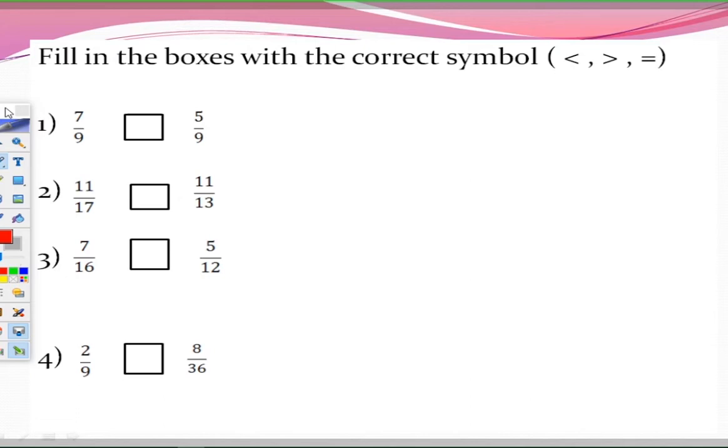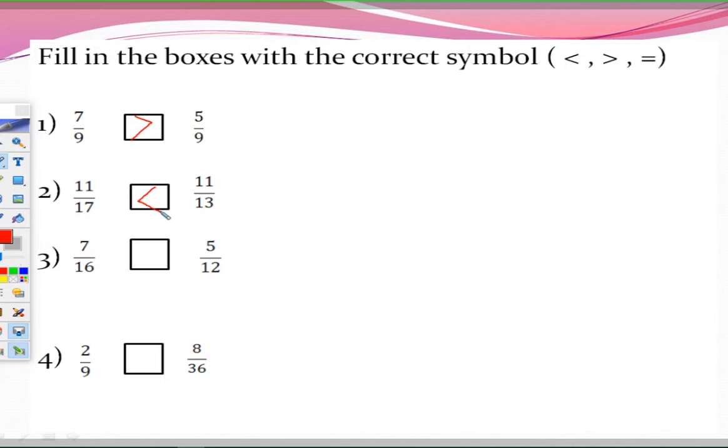When the fractions have the same denominator, the greater numerator will be greater. So this is greater. Next you can see fractions having the same numerator. In this case, the fraction which has the lesser denominator will be greater. That is, 11 by 13 is greater than 11 by 17.